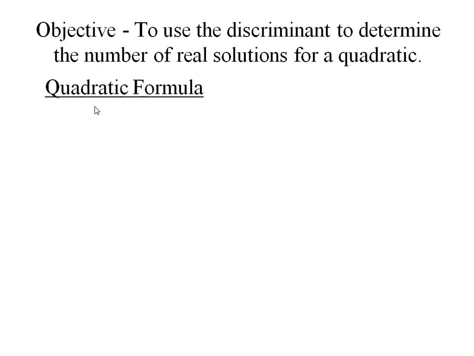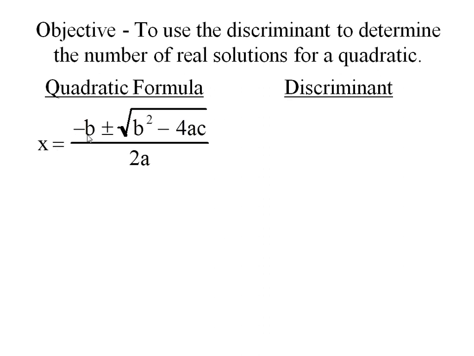So if you recall from yesterday, the quadratic formula is x equals negative b plus or minus the square root of b squared minus 4ac all over 2a, 2a. Yes, the songs are stuck in my head too.